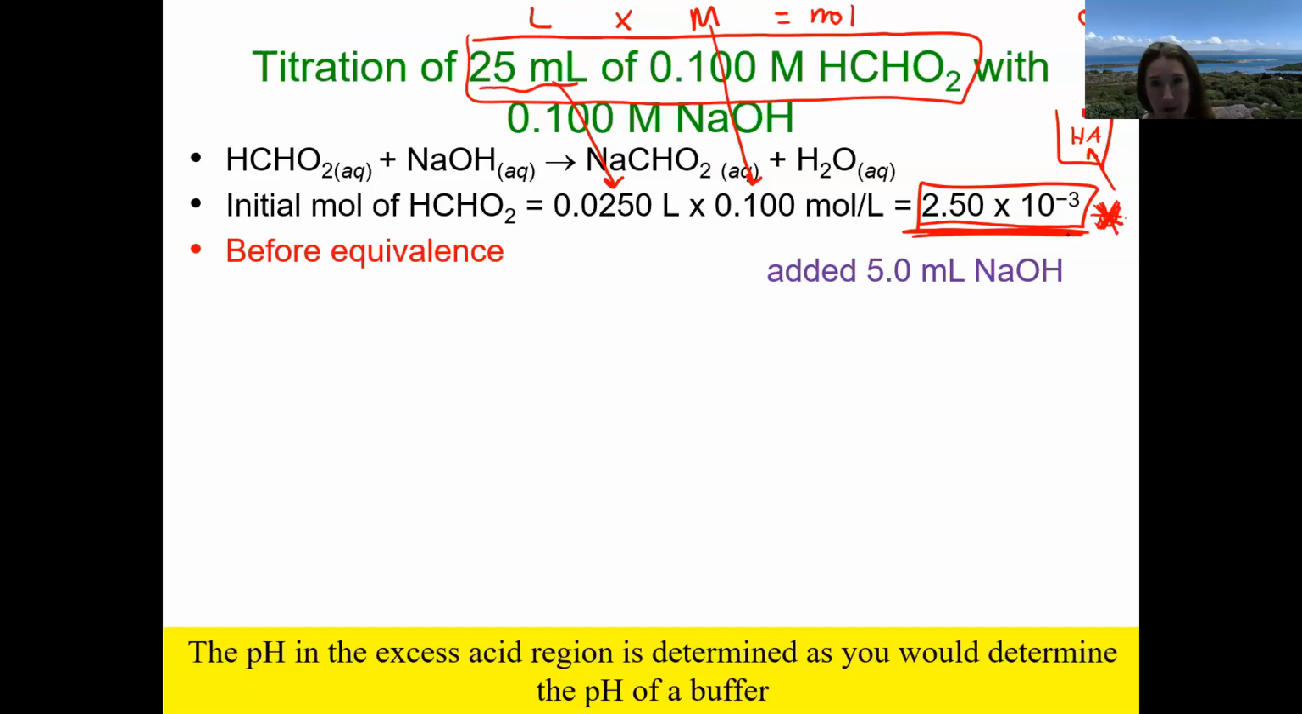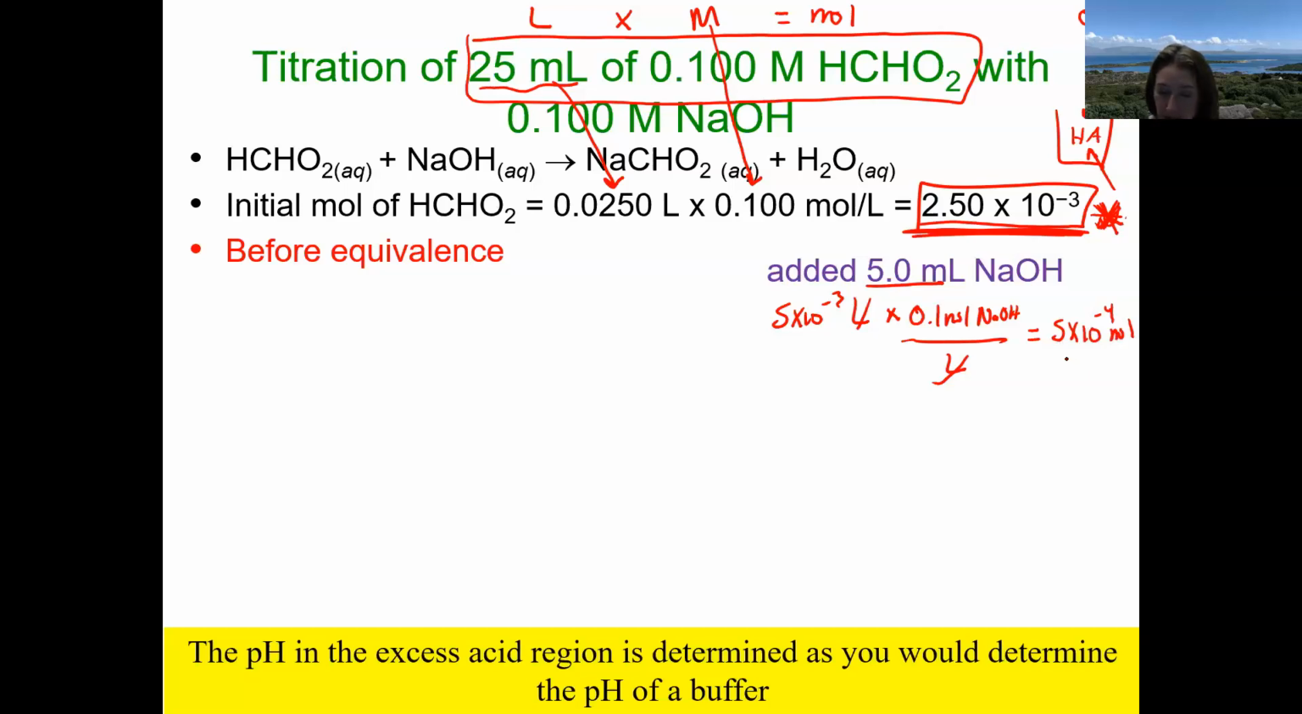Again, how do we find moles? Molarity times liters equals moles, right? So we have 5 milliliters, which is, I don't know, 5 times 10 to the minus 3 liters. That's the way I do it. It makes my life easier. Times our molarity, which is 0.1 moles of NaOH over liters. This gives us moles. Again, so we have 5 times 10 to the negative 4 moles.